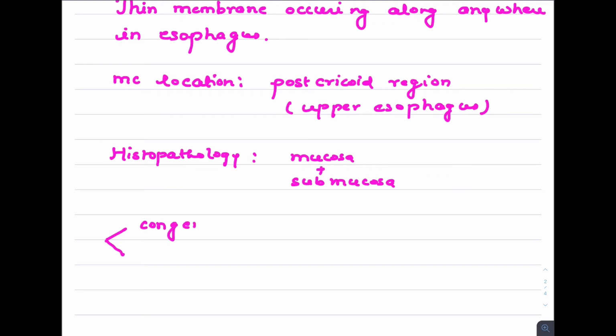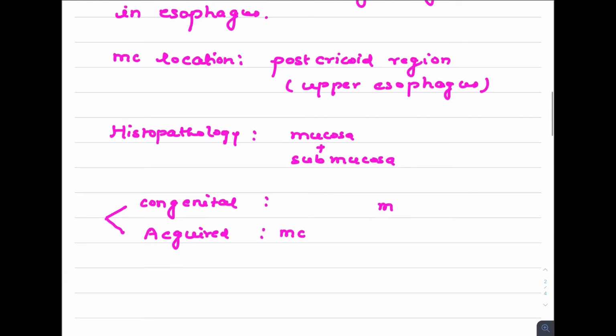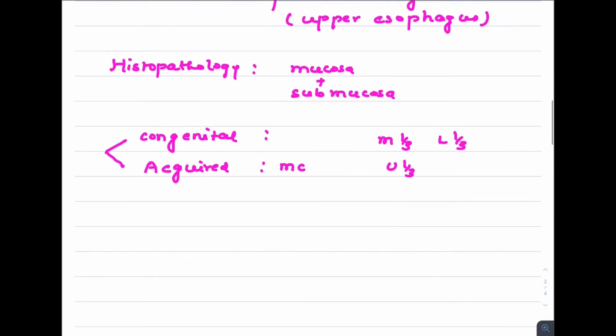There are two types of esophageal web, congenital and acquired. Among that, acquired is more common. Congenital occurs in the middle and the lower one third, and acquired occurs in the upper one third.